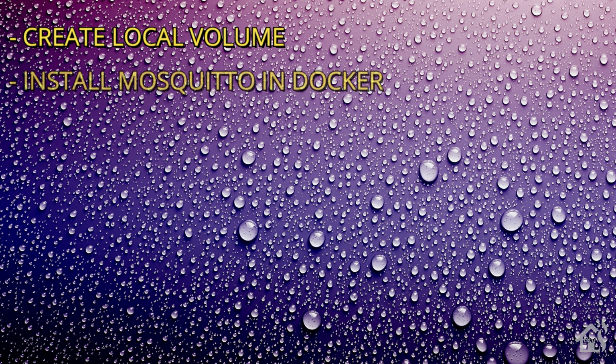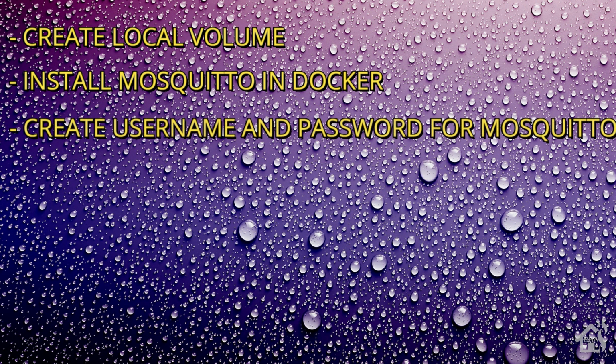Let's do a quick run through of everything we covered in this video. So, of course, we started out by creating a local volume on our Docker host machine. That was to store all of our config files. Once we did that, we installed mosquitto in Docker using Docker Compose. Once we had that installed and up and running, then we went ahead and created a username and password to use for mosquitto and all of our devices that we're going to be using for mqtt. And then lastly, I just showed you how to edit that mosquitto.conf file and enter in our password file path so that it knew where to look for our username and password information.